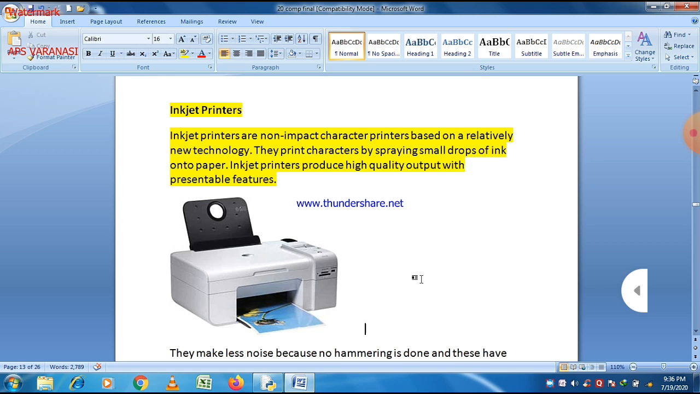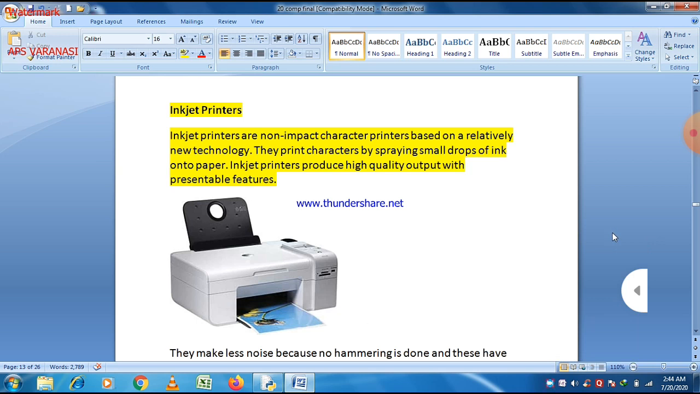Inkjet printers are non-impact character printers based on a relatively new technology. They print characters by spraying small drops of ink onto paper at the speed of a jet. That's why they are called inkjet printers. An inkjet printer produces high quality output with presentable features. They don't create any impact on paper, so they are called inkjet printers. And here you can see the inkjet printer.